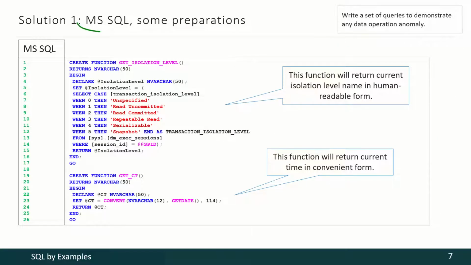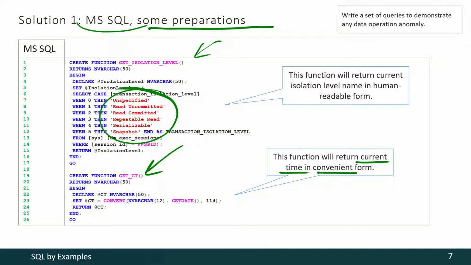Let's continue with Microsoft SQL Server, and here we have to make some preparations. We have to create two functions. The first one should produce the information about transaction isolation level in human readable form. The second one should produce the information about current time in convenient human readable form. And then we shall use these functions in the next code.